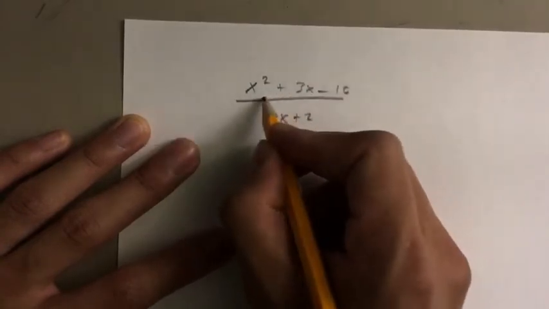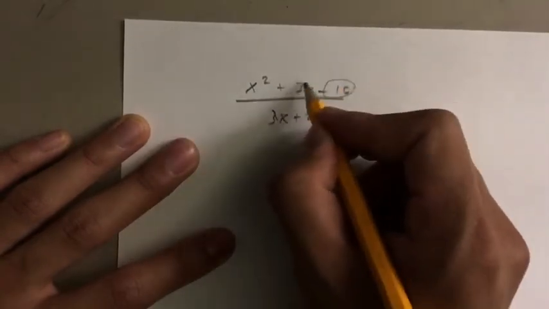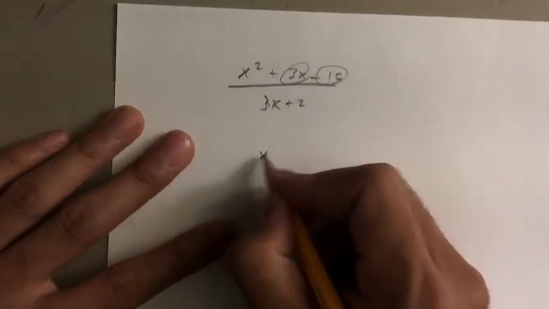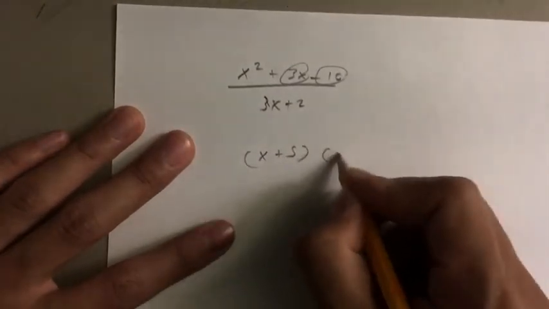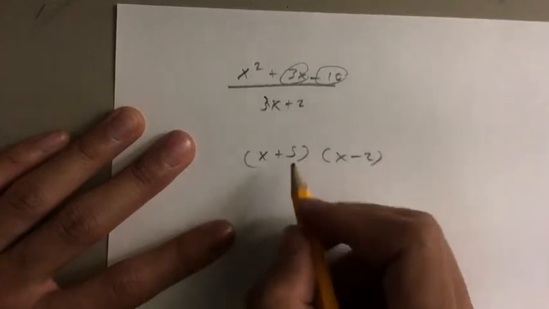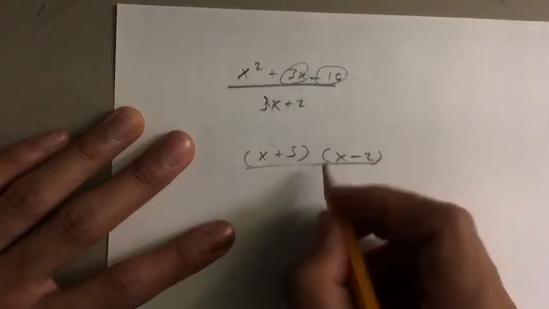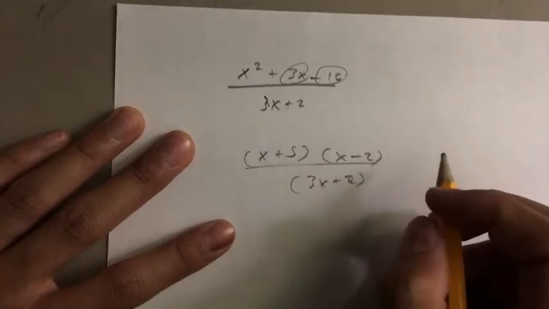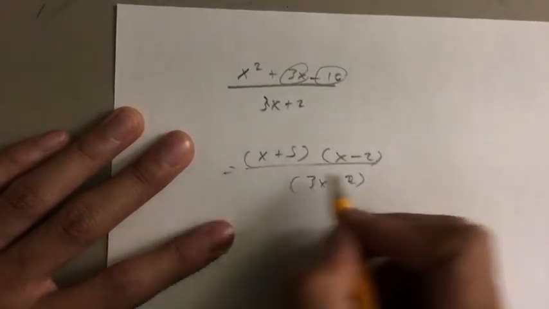So how do you factor this? Well, remember, multiplies to this, adds to this, 5 and negative 2. So x plus 5, x minus 2. And that is a simplified form. There you go.